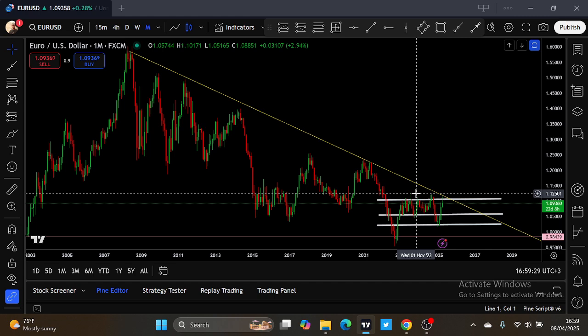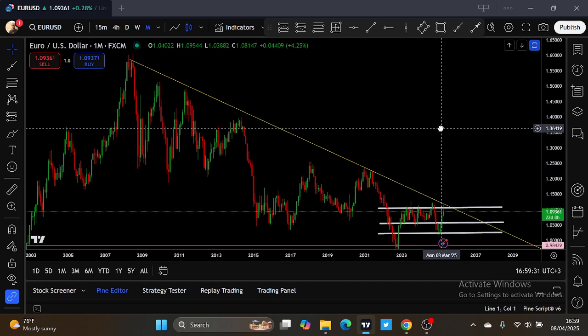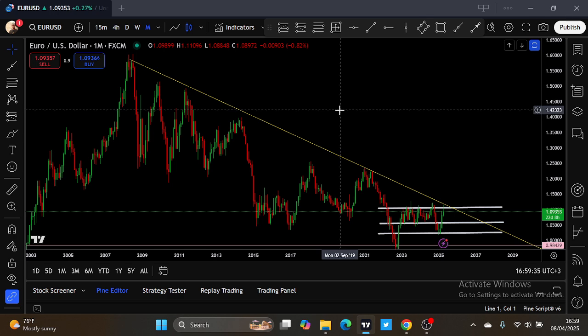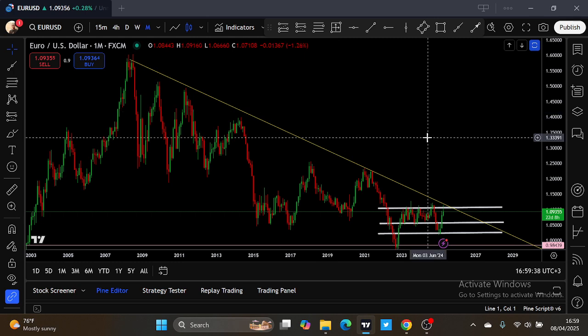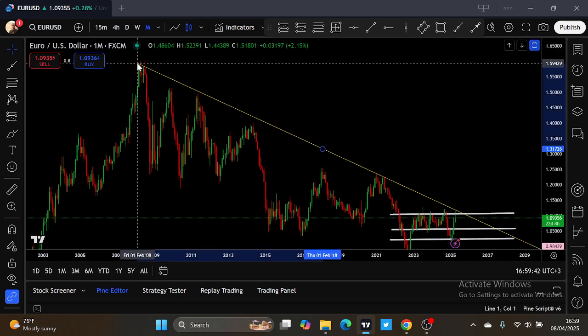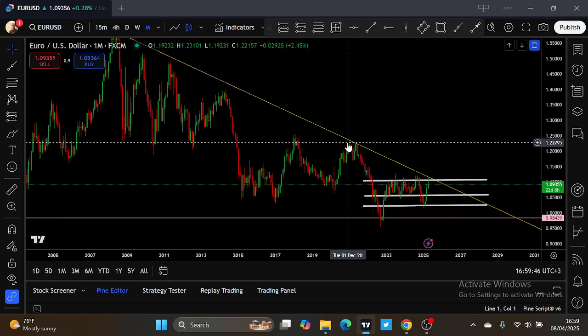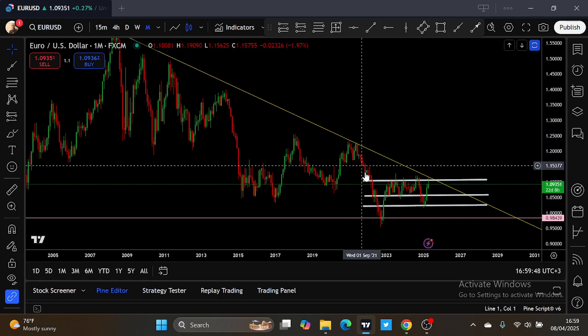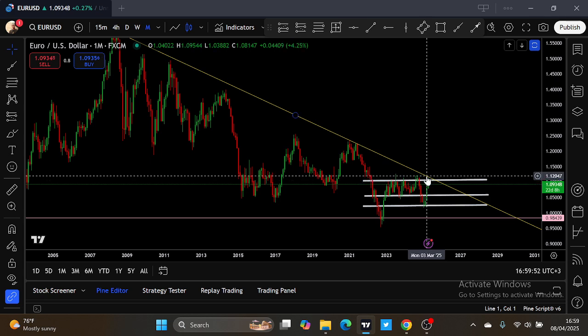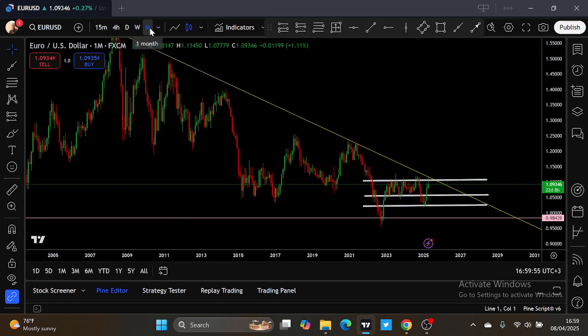So now, why do I say that? It's because you remember the rule we said, on the third touch of the trend line. Remember, this is now the first touch. The whole of this area is the first touch, then the whole of this area is the second touch, and this one is the third touch of the trend line, and this is the monthly time frame.